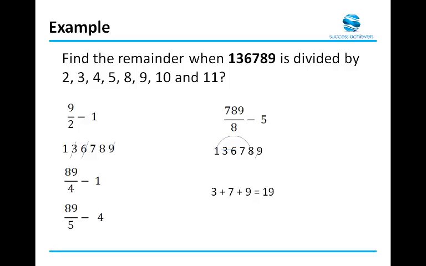So in case of 11, what we do is add the odd places. So let's start with adding the odd places, which is 3 plus 7 plus 9, which is 19. Then add the even places, 1 plus 6 plus 8, which is 15. Now take the difference of the odd places and the even places, which is 4. And 4 is not divisible by 11. So this number is definitely not divisible by 11. Or you can say the remainder would be 4.